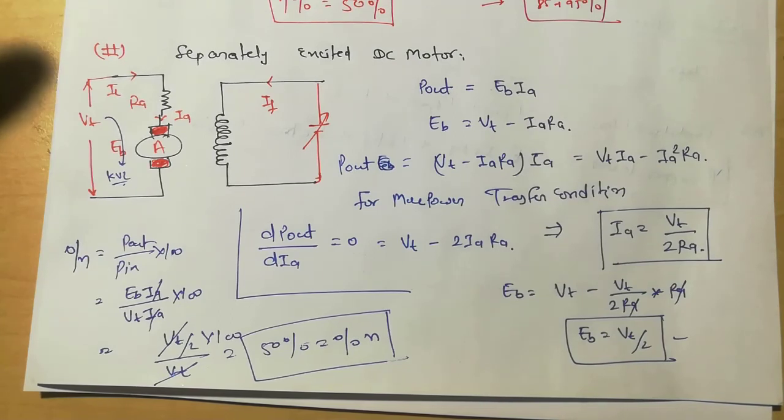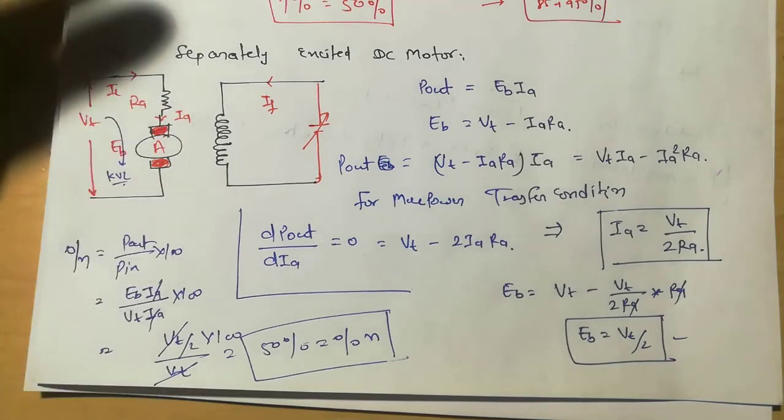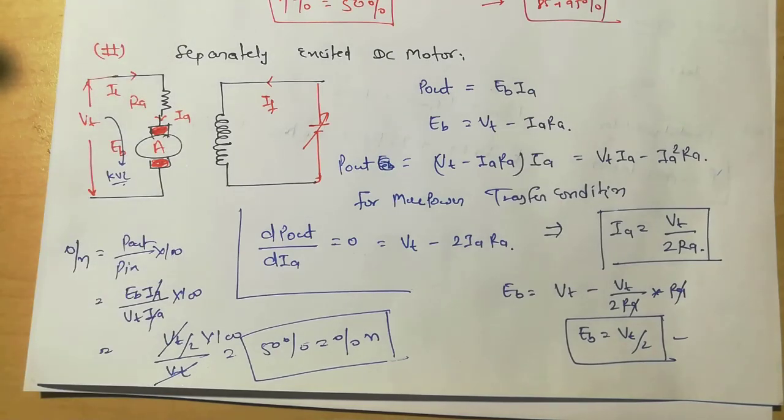Okay, so as I said previously, there is no difference between the motor and the generator. When we apply supply to the generator, it will work like a motor, and when we extract the supply from the motor, it will behave like a generator. So this is the condition for the maximum power transfer in the DC machine.